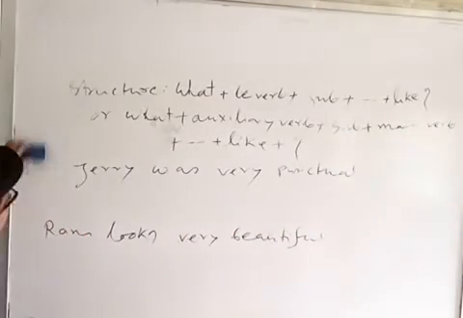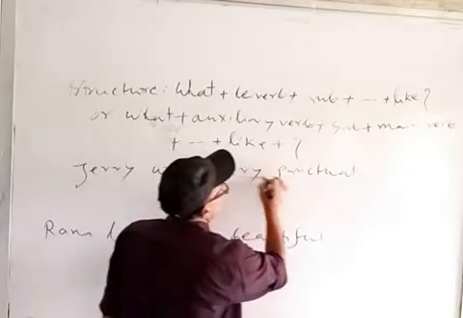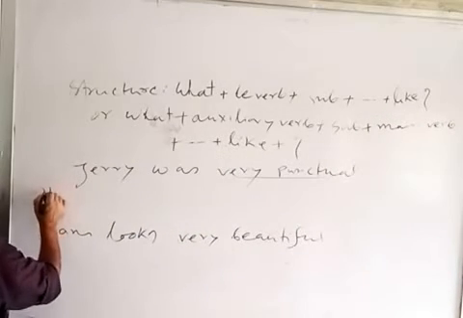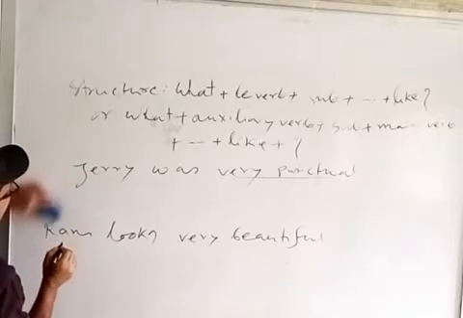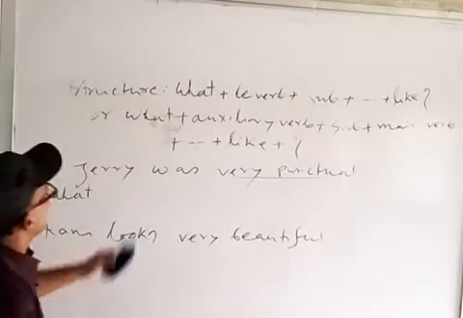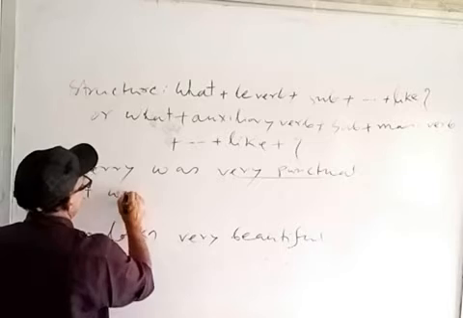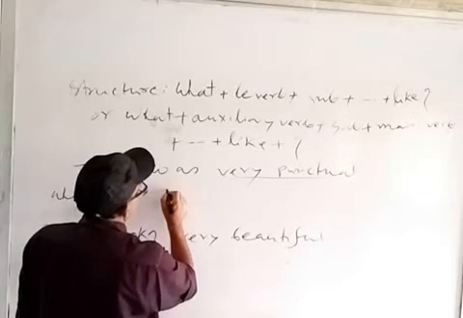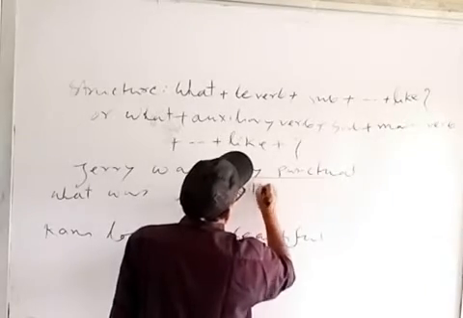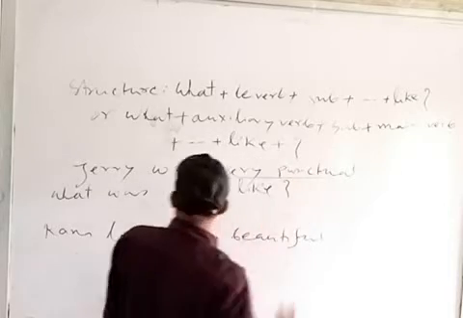From the first example, I am going to solve. Here, very punctual indicates how. So you have to use what, not how. Then there is the given verb, we have to bring the verb once. Then the subject, Jerry. Then like, and here you have to use note of interrogation.